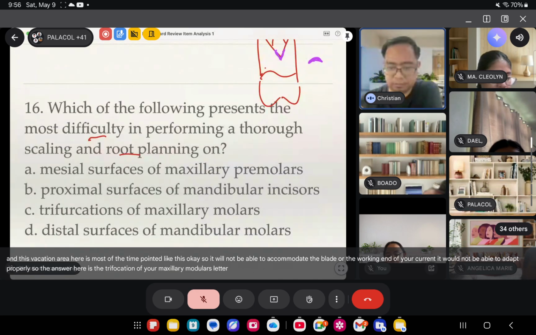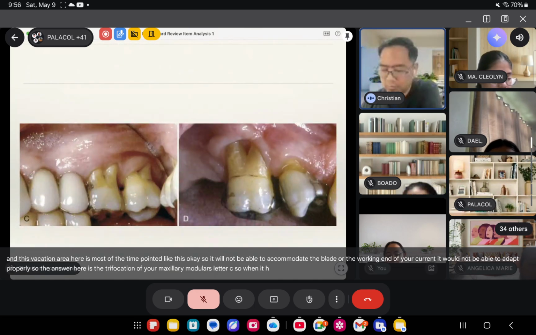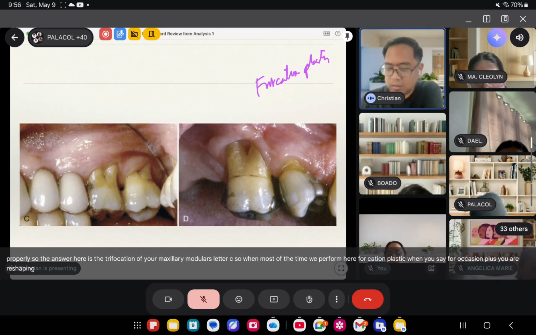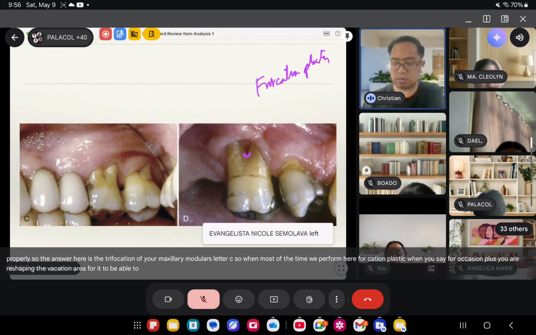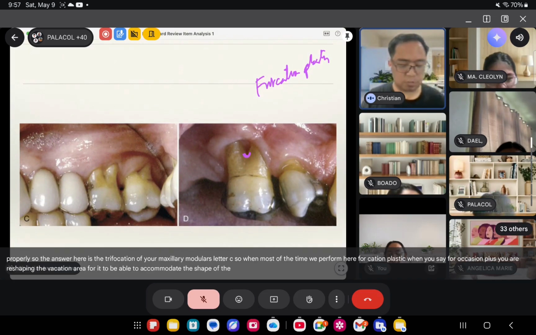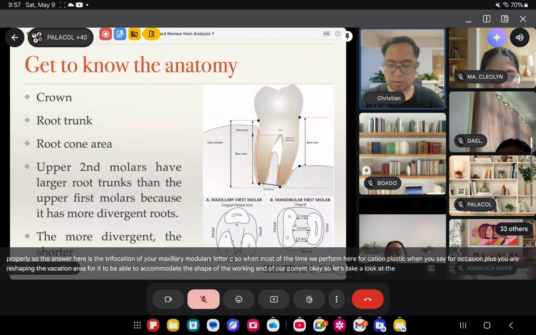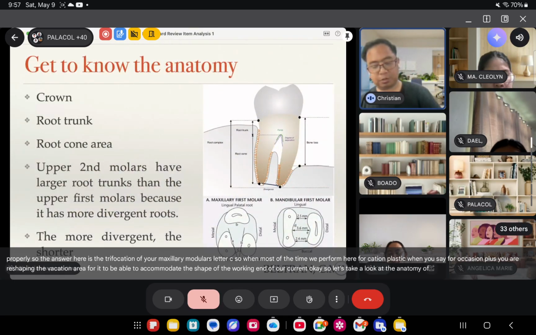Letter C. So ganito itsura niya. Ayan na. Mahirap siyang i-adapt. That's why most of the time we perform here furcation plasty. Okay? When you say furcation plasty, you are reshaping the furcation area for it to be able to accommodate the shape of the working end of our curette. Okay? So let's take a look at the anatomy of a posterior tooth.